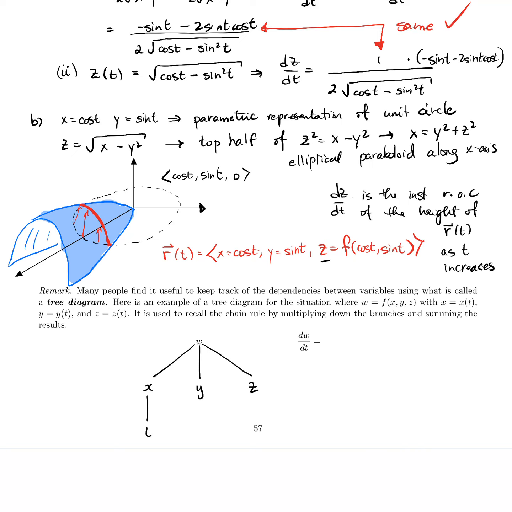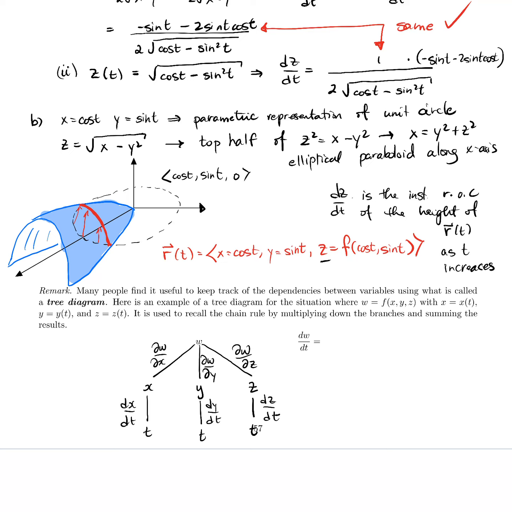And each of those variables depends on t, so we draw a branch going down to the variable that it depends on, t. And then on the branch, we write the type of derivative that is appropriate. Since w is a function of 3 variables, we're using partials. So del w del x, del w del y, and del w del z on those branches. Each of the lower branches is a function of a single variable, so dx dt, dy dt, and dz dt.